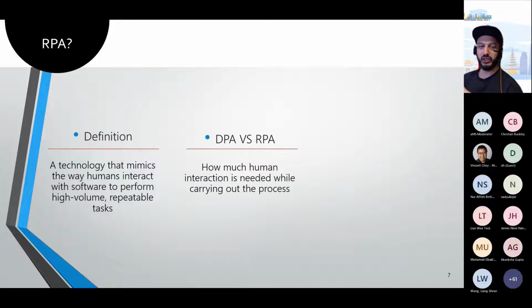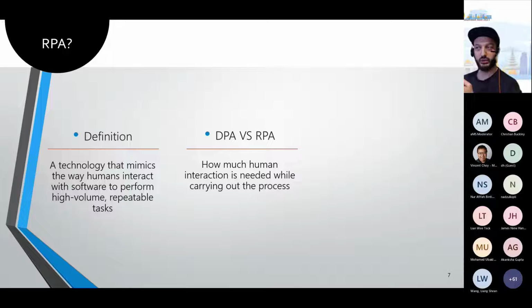Now, sometimes you're going to hear the term DPA. So what is DPA and how is it different from RPA? Let's talk first about RPA itself. RPA has two phases. One phase is attended. When I say attended, you run the process on your computer and you watch it running. It can ask you for an input.